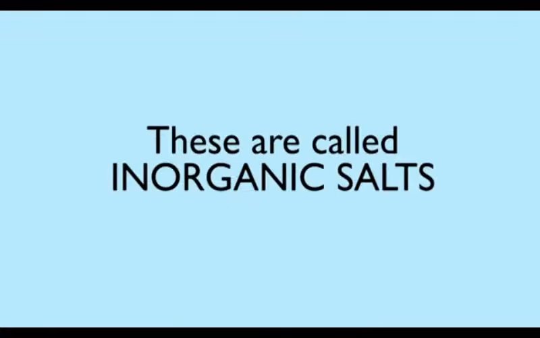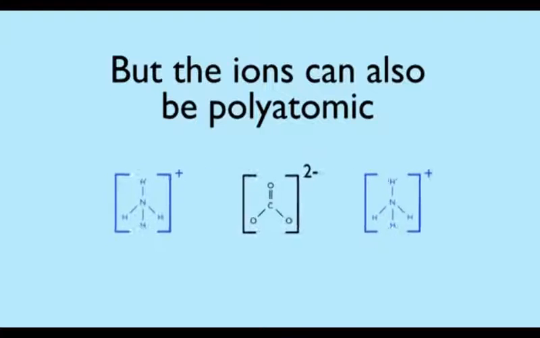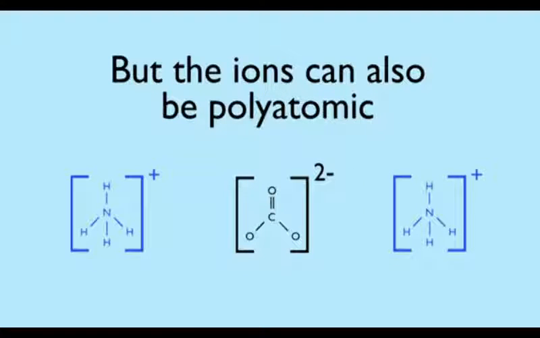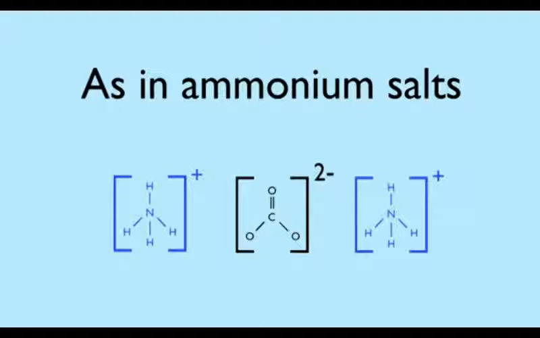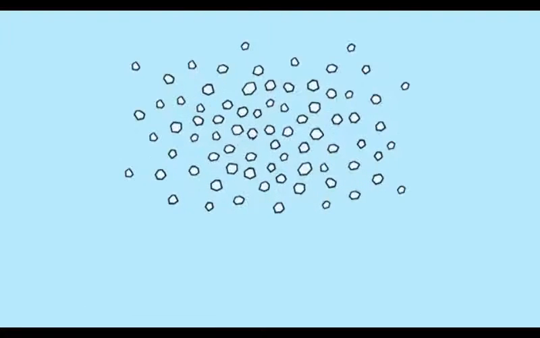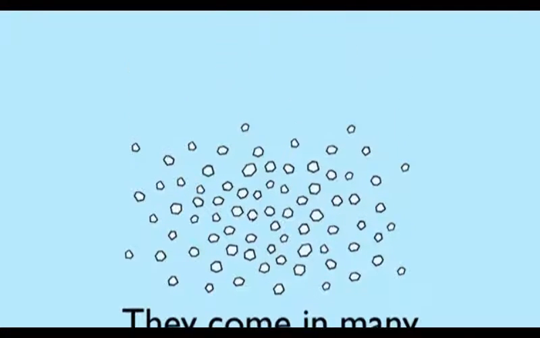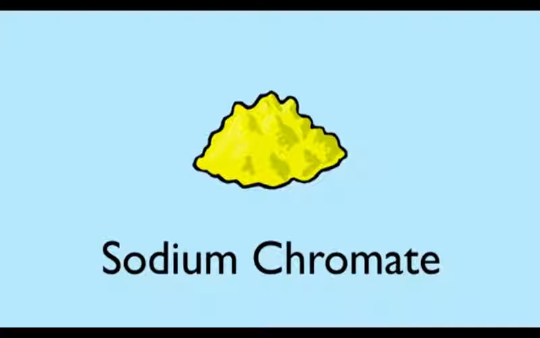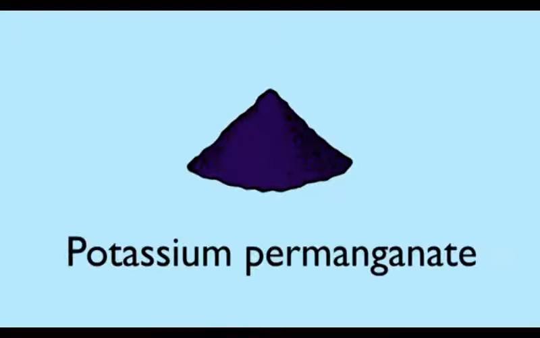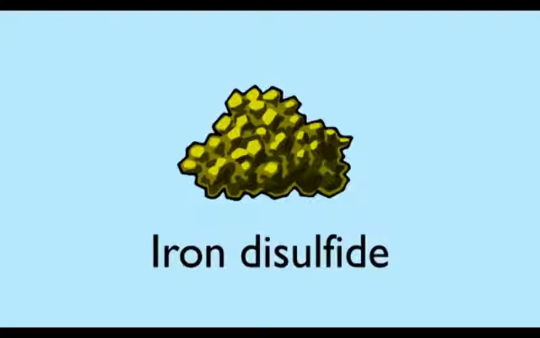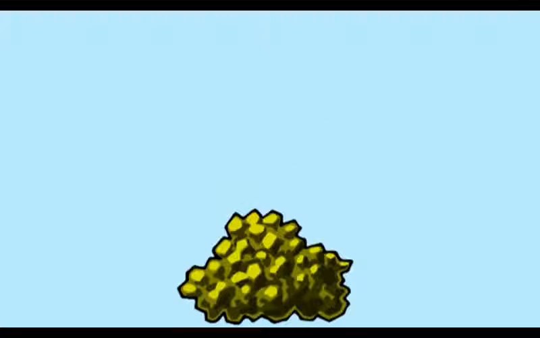Salts made like this are called inorganic salts, but this is not always the case. The ions can be polyatomic, that is, made up of more than one atom. A common example of this would be ammonium salts. You might wonder if all salts are small transparent crystals, just like table salt. Certainly not. Salts come in many different colours. Sodium chromate is yellow, potassium permanganate is purple, and iron disulfide is shiny and metallic. In fact, it's a mineral commonly called fool's gold.